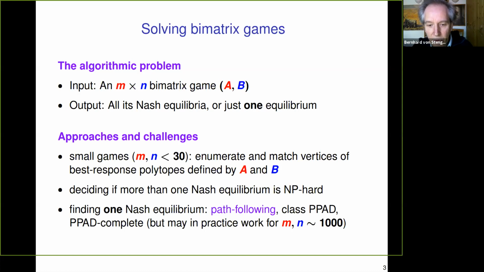And in fact, already the decision problem whether there is only one equilibrium of the game, or more than one, is an NP-hard problem. You can clearly verify that there's a second equilibrium, but not necessarily that it's unique. And there has been a whole complexity class called PPAD, which finds one Nash equilibrium by path following. And it has been proved that bimatrix games are PPAD complete. But although in practice this path following works quite well, I've tested this and it works easily for up to 1,000 strategies per player.